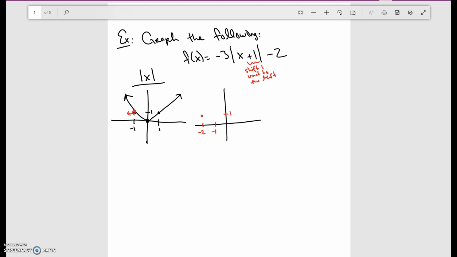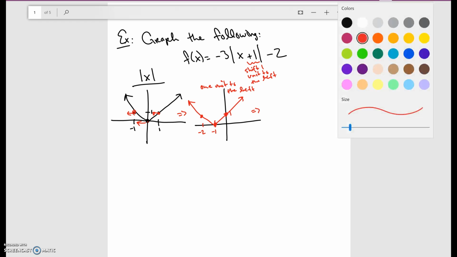Now at 0, it was initially here. Now it's going to move 1 unit to the left, so it's now going to be at -1. And the point at 1 is now going to be at 0. So this graph is me moving 1 unit to the left. All right, that was my first transformation.